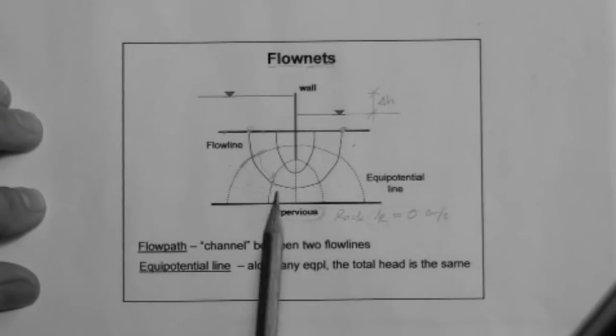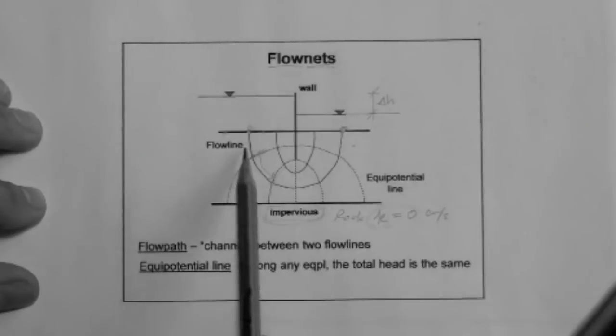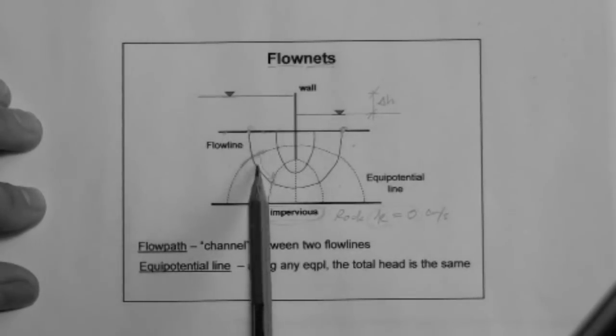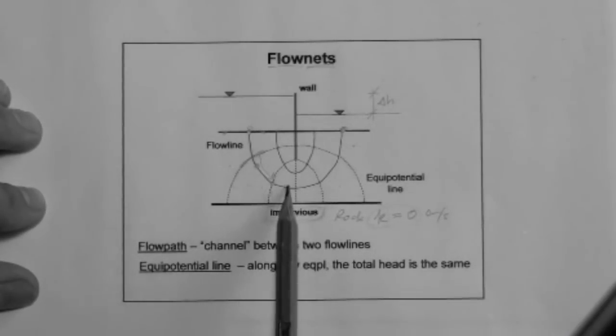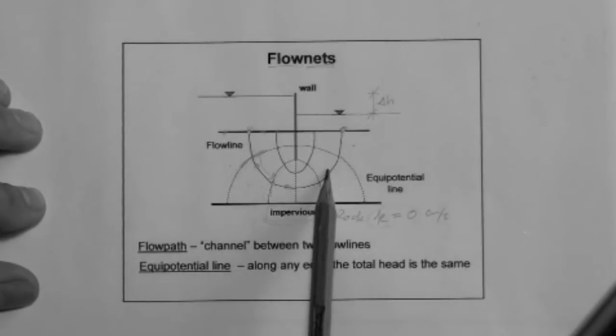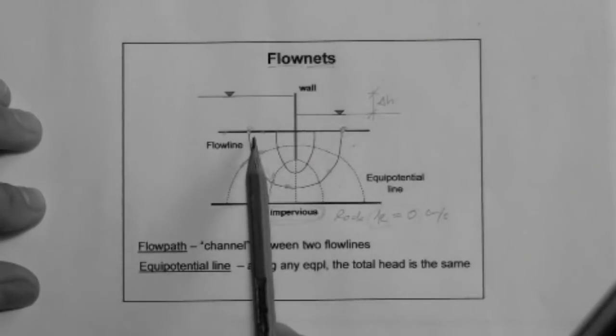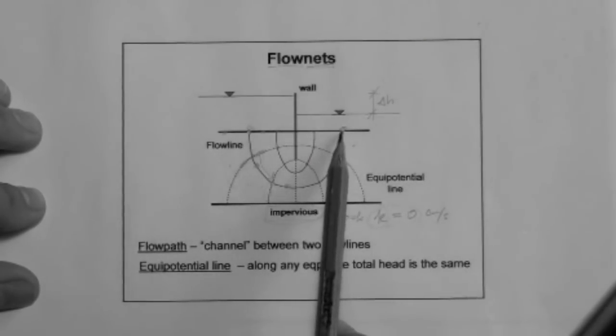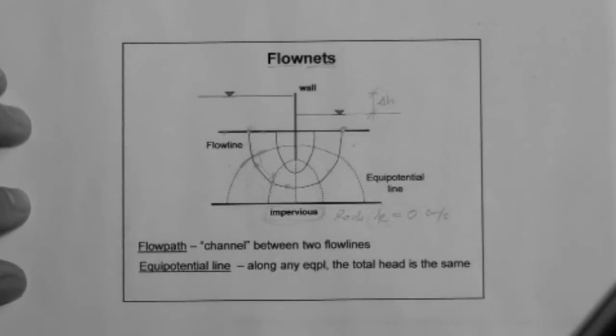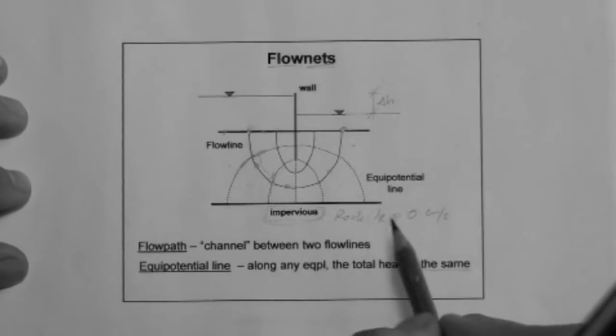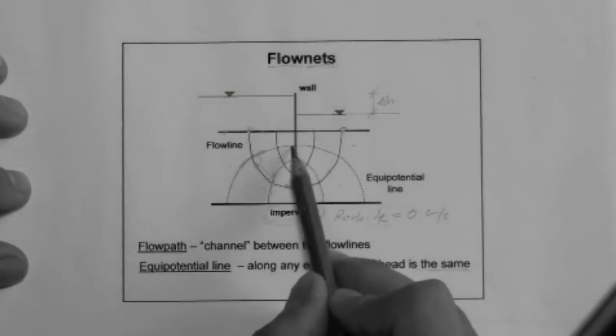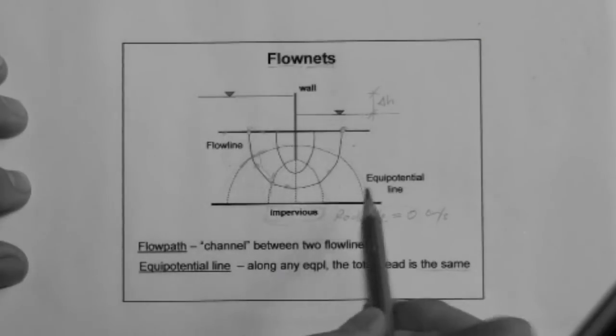I have said this before, and I will say it again. Some students get confused and think that along a flow line the velocity is the same. So the flow at this point has the same velocity as the flow at this point, and the same velocity as the flow at this point, etc. That is wrong. Okay? That is wrong. The velocity along a flow line may be constant, but it's not necessarily constant. What is the same or constant along an equipotential line is the total head.